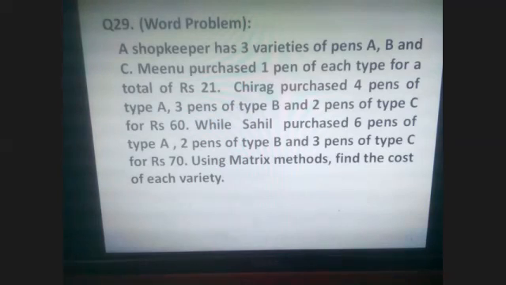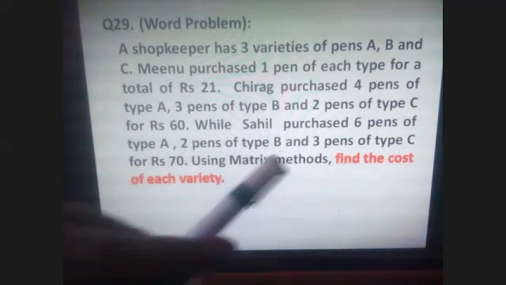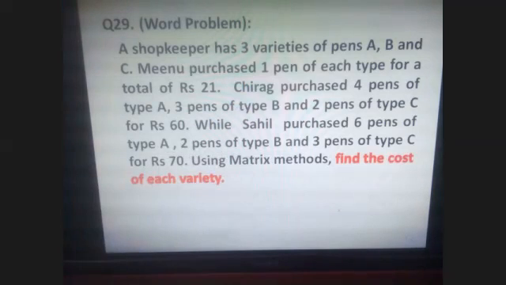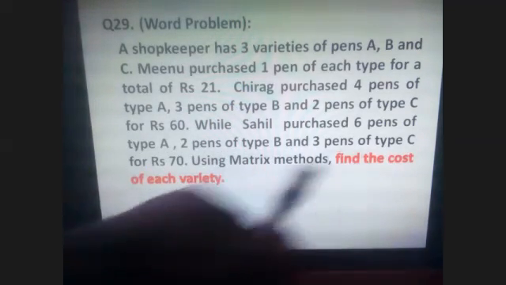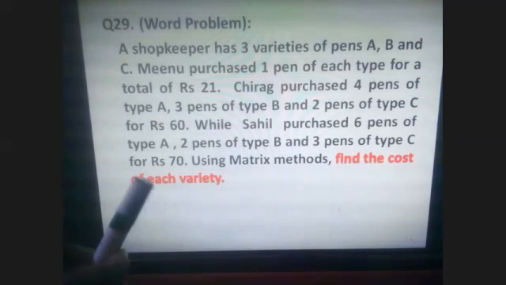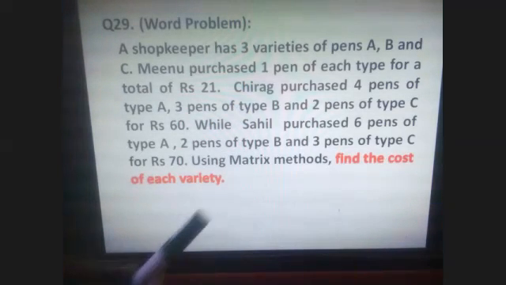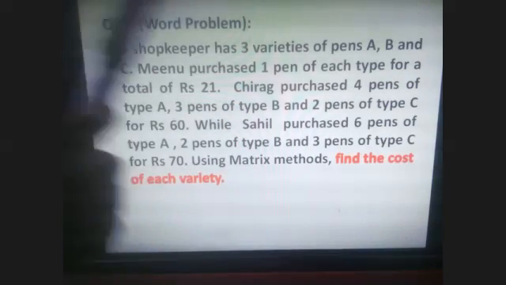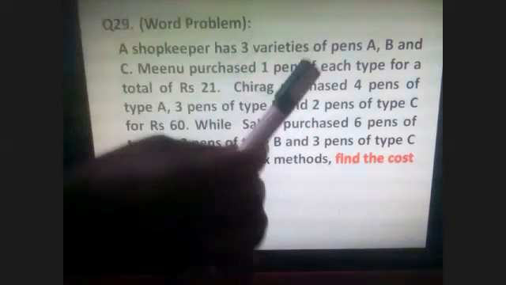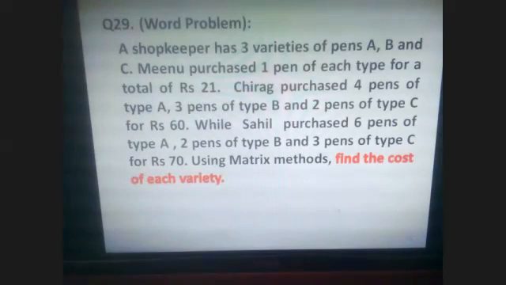First of all, how do we bring out the equations? There may be 2 or 3 variables, depending on the question. You look at how you find the variables. What have you to find? You have to find the cost of each variety. That will be your variable. You can take X, Y, and Z to be the cost of variety A, B, and C pen. That is what you have to find.